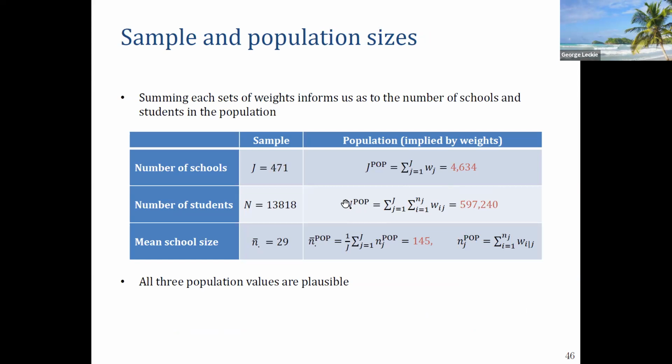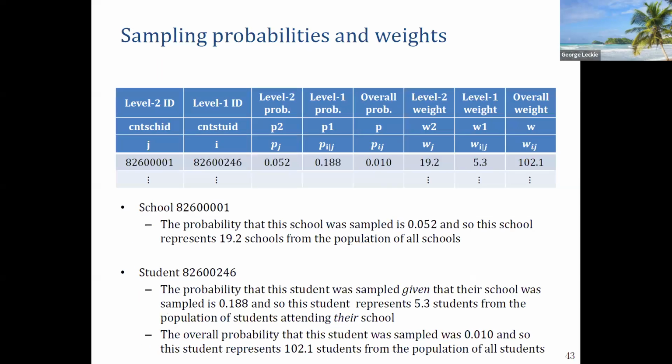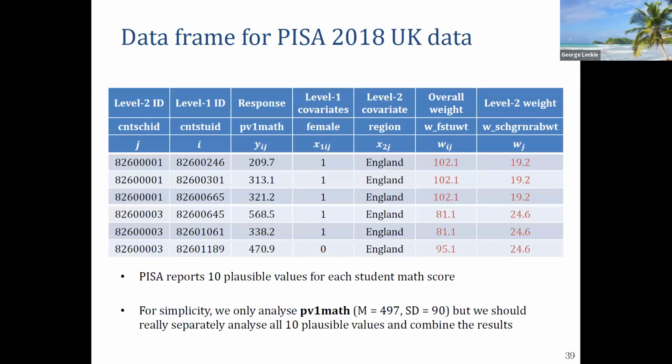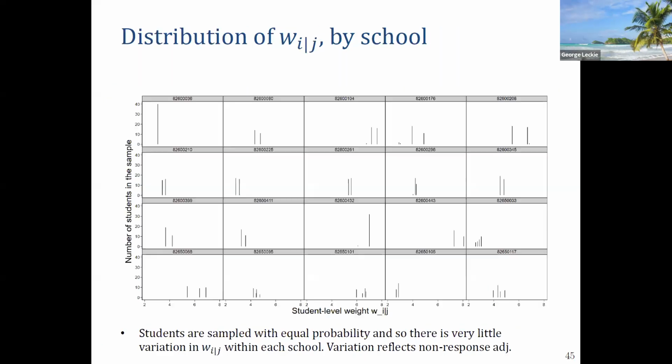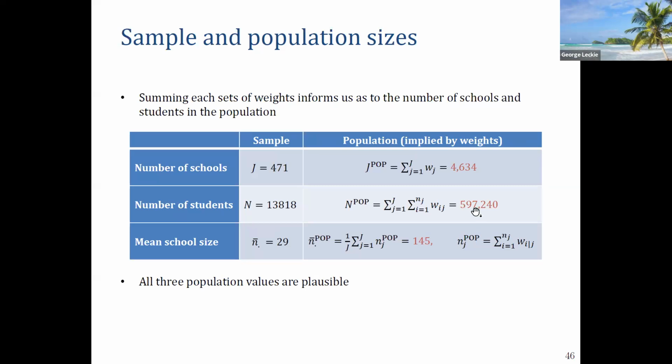Likewise, if I sum up those overall student weights provided by PISA, this column here, I should get the population of 15-year-olds in the UK. I'm getting up to almost 600,000. Sounds about right.